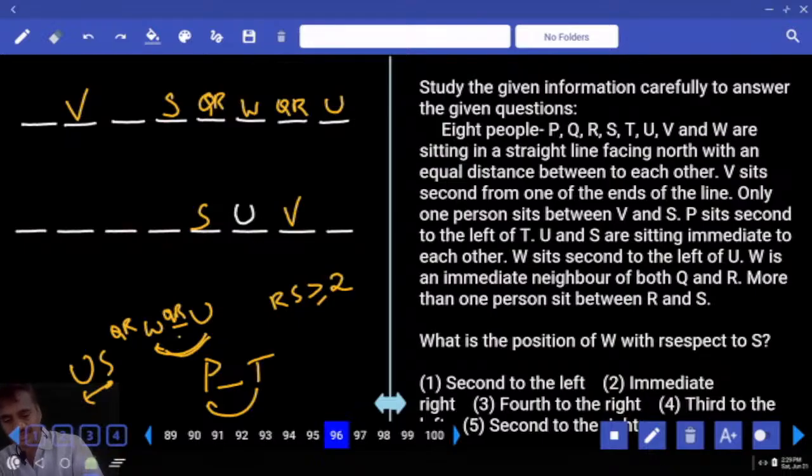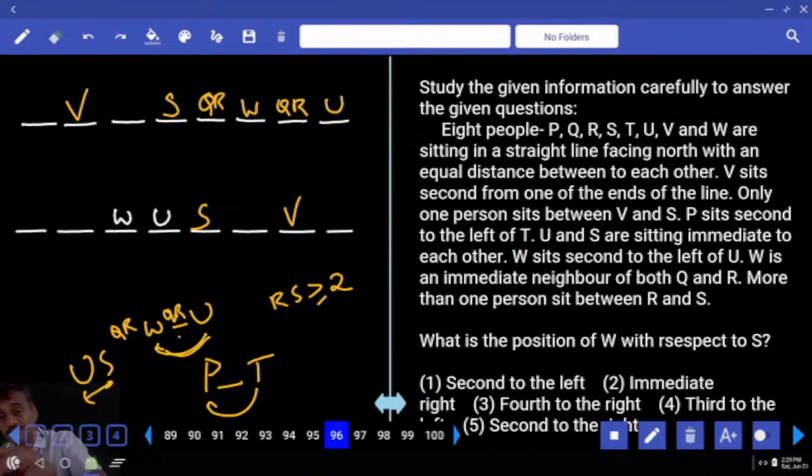Can you take U at this place or not? If U is here, then W, and Q and R are not possible. Isn't it? Now Q and R not possible, hence U cannot be at this place. Then can we have U at this place? Yes. Now if U is here, then who will be here? W.